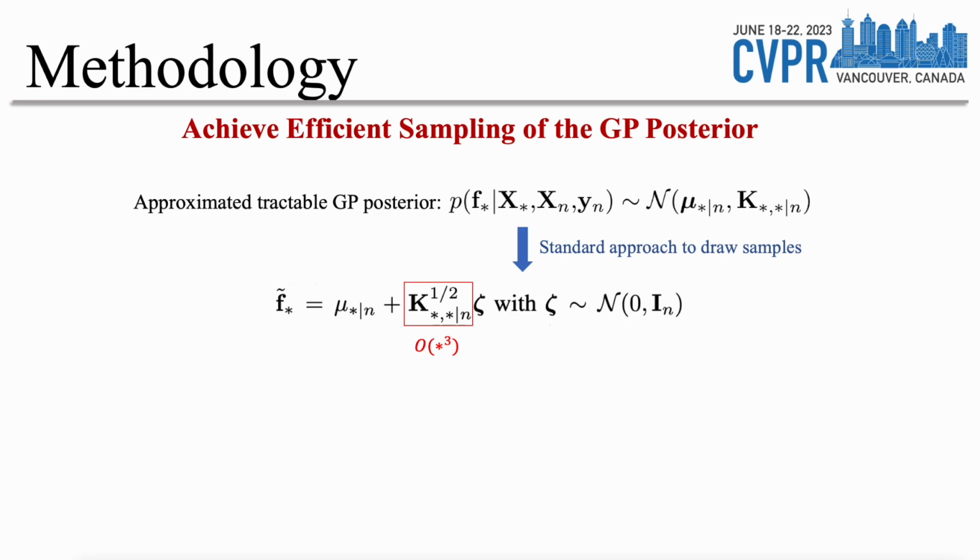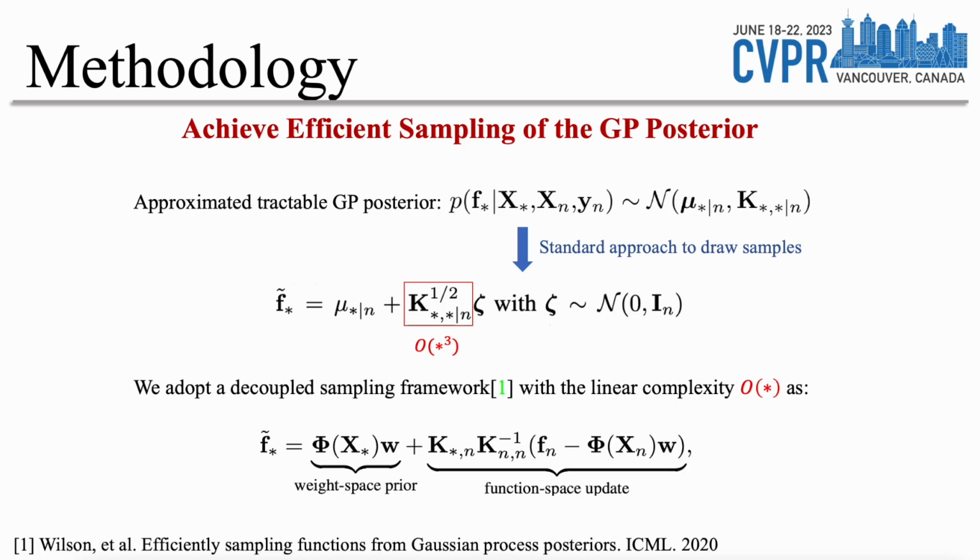The standard approach to draw samples from it requires computing the Cholesky decomposition of a star-by-star matrix with cubic complexity. This is unacceptable. To achieve efficient sampling, we adopt a decoupled sampling framework with linear complexity. Each sample is composed of a weight space prior term and a function space update term. Please refer to our paper for more details.